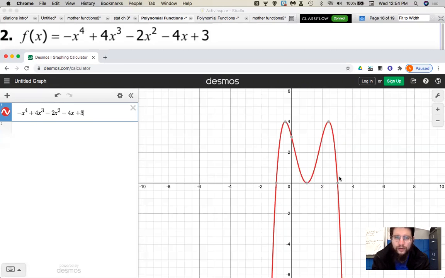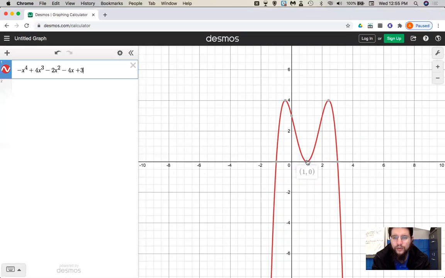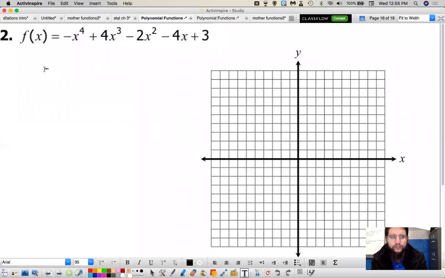How does it have 3? Well, this is actually 2 of them right here. It's a double root. So it might look like there's only 1 root here, but there's actually 2. We're going to talk about that next week with multiplicity. But our zeros, we have -1, 1, and 3.